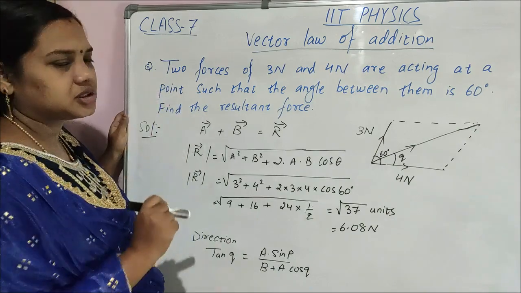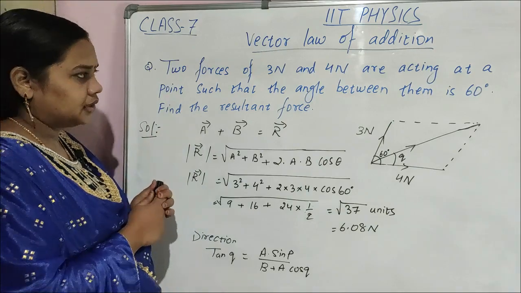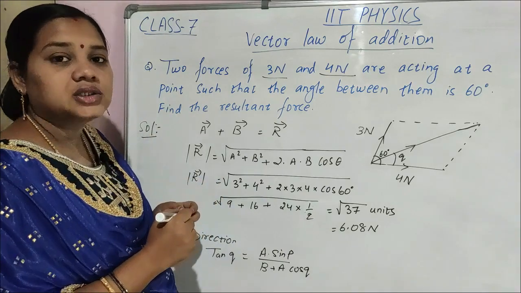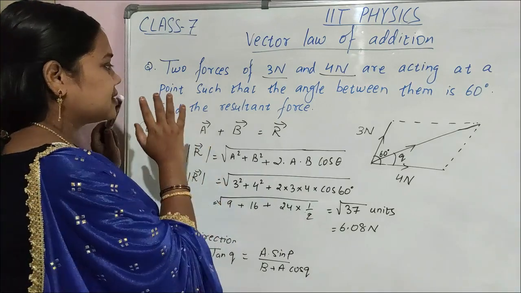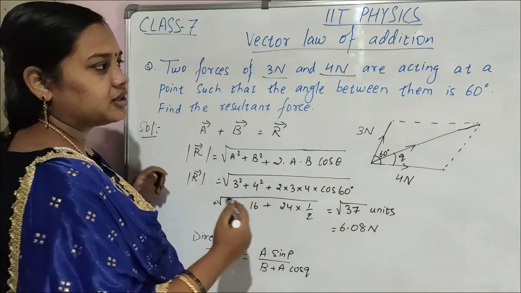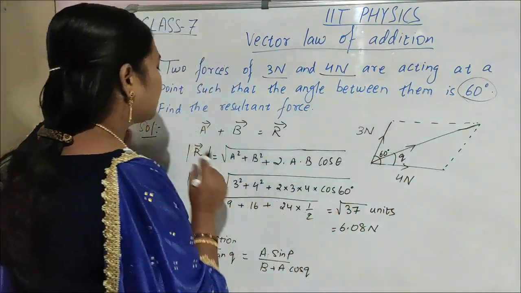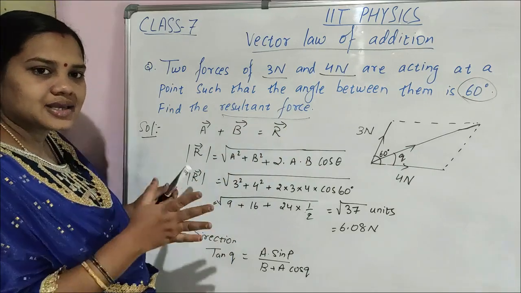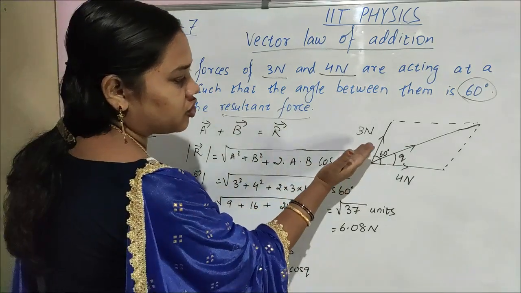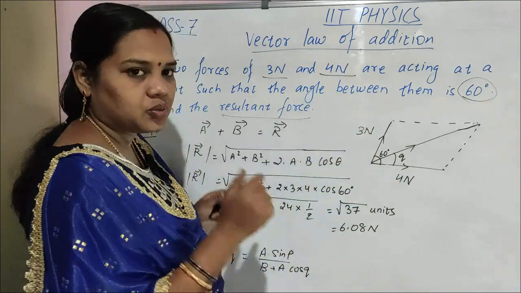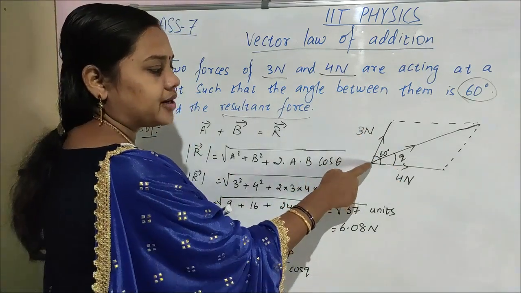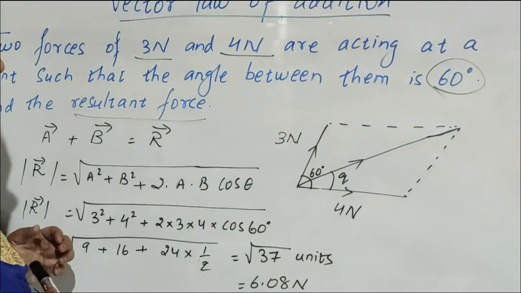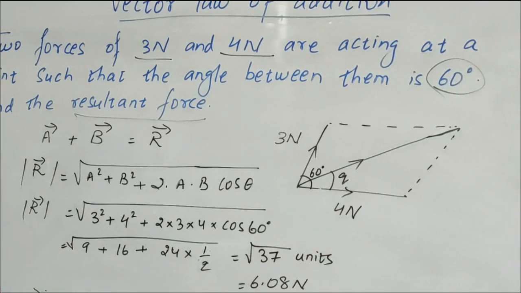See children, this is a question based on the parallelogram law of vector addition. There are two forces: one is 3 Newton, the second is 4 Newton. Two forces, meaning two vectors, act at the same point such that the angle between them is 60 degrees. You have to find the resultant force. So here we will apply the parallelogram law of vector addition.